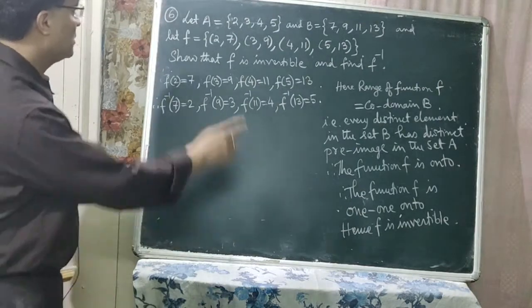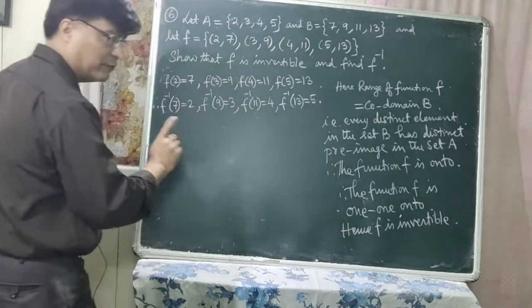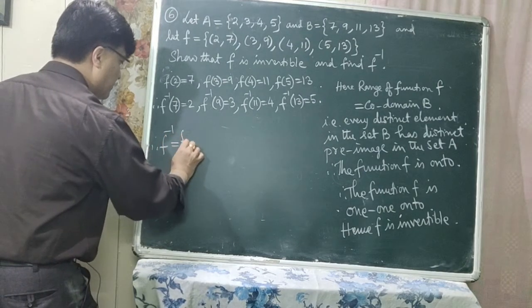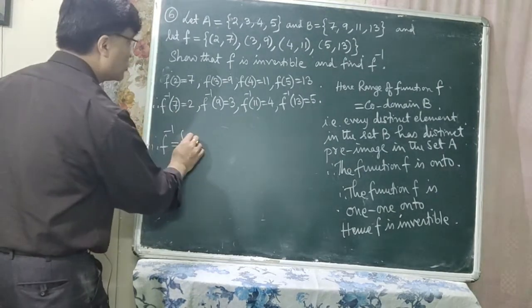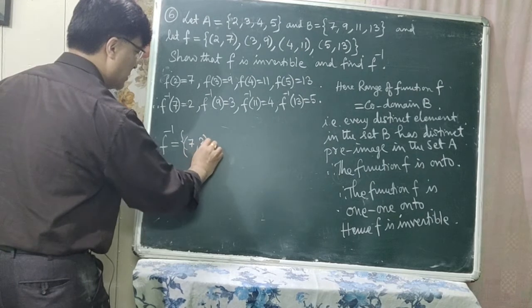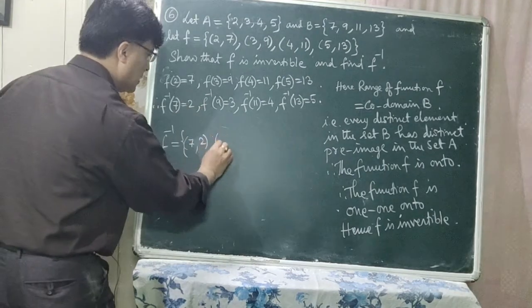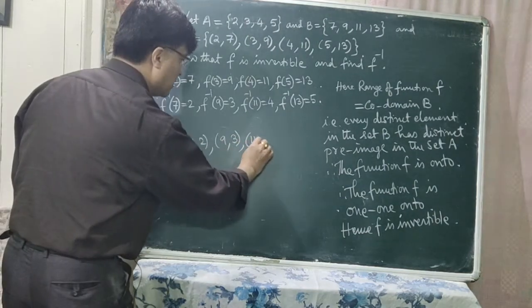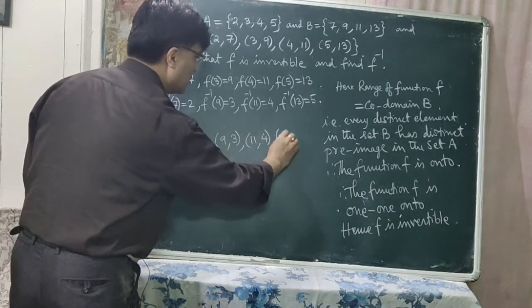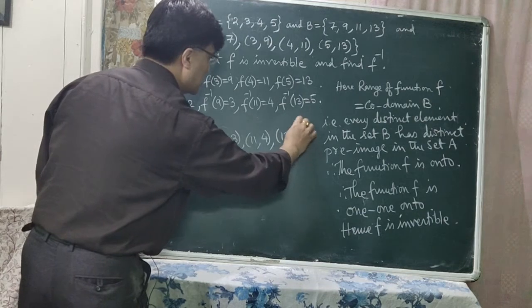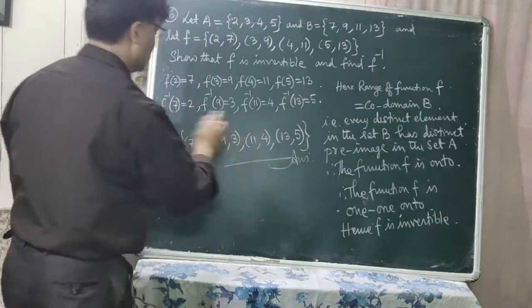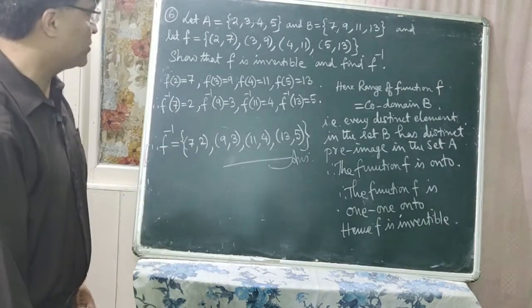Is that clear? So now here you have to find out f inverse. So therefore, what is f inverse equal to now? f inverse is equal to (7, 2), next (9, 3), next (11, 4), next (13, 5). So this is the answer for the function f inverse.